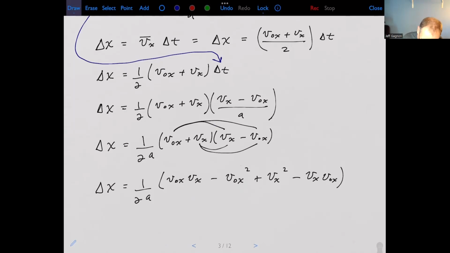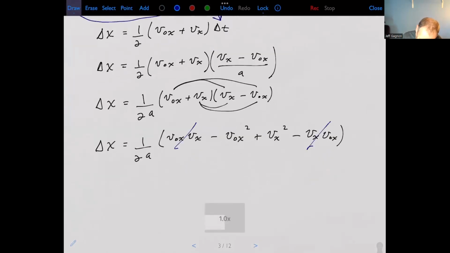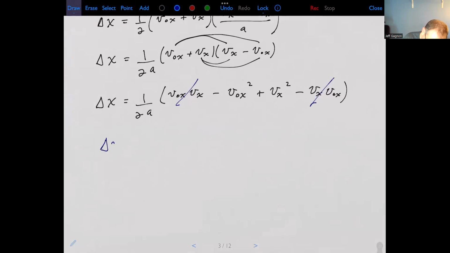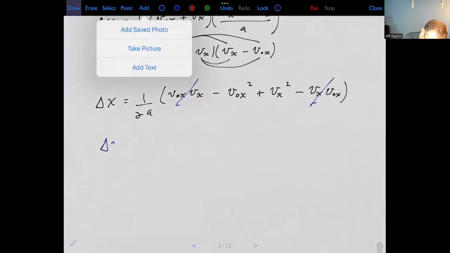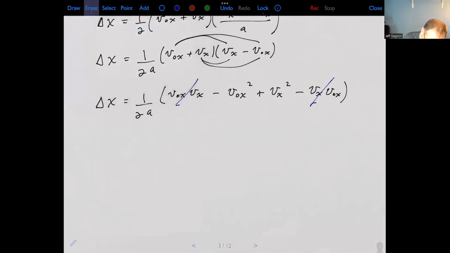And notice here that I have positive v naught x vx, and I have minus v naught x vx, right? It doesn't matter what order you multiply in. So those are the same. One's positive, one's negative. They cancel. So this is really what I have left. I have delta x is equal to vx squared, I'm going to write that term first, minus v naught x squared over 2a.